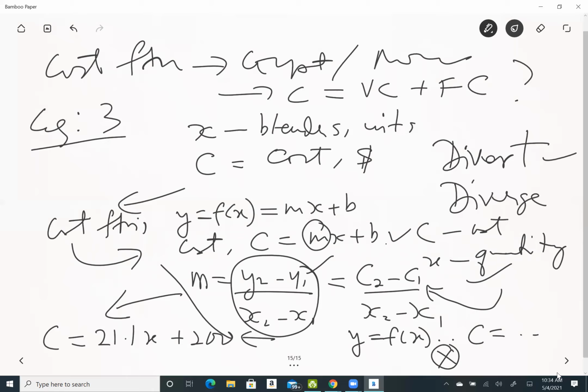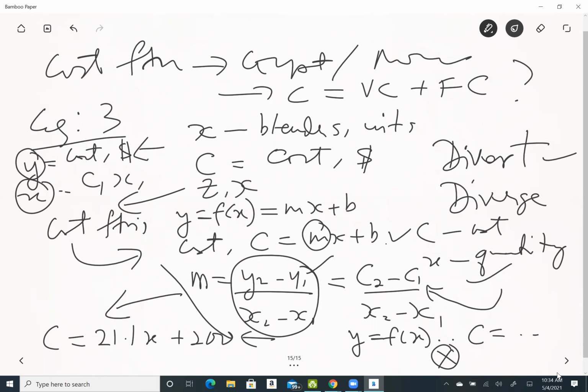When you do the application, you have to put the function in terms of the application. Even if you use y, it doesn't matter whether you use y or x, but if you use y, you have to specify what y is. Y is the cost in dollars, and x is the output in units. It doesn't matter if you use y or x, C or x, z or x. What matters is that we have to specify.